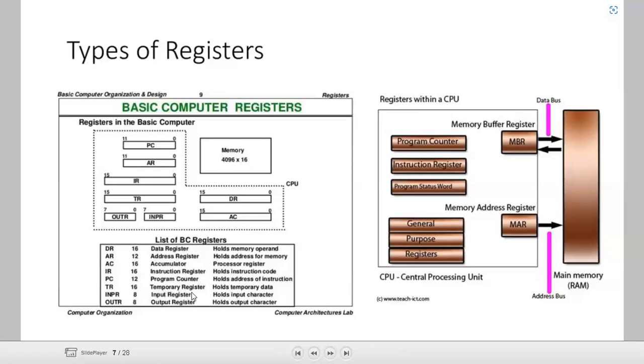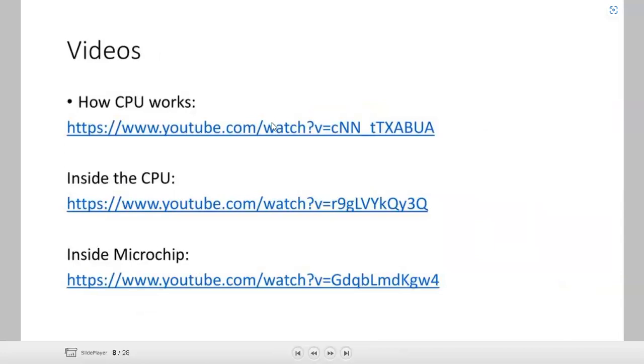So TR is now the temporary register. It holds temporary data. I have INPR, the input register. It holds all input characters. And the output register holds all output characters. So anything that is going into the computer, it holds it. Anything that is coming out of the computer, it holds it as well. We're going to look at some of these videos if we have enough time today.